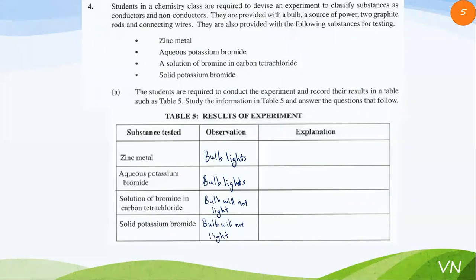So let's talk about the reasons. So you can put numbers, probably this is 1, 2, 3, 4, because sometimes when you're typing, other persons are typing in the chat and I'm not gathering which answer you are really telling me about. So give an explanation of each of your observations, and let me see whether you're correct or you're not going on the correct track here. So zinc metal, bulb is going to light. Why is it that the zinc metal is going to cause the bulb to light?